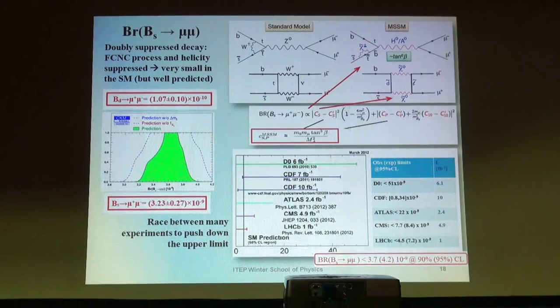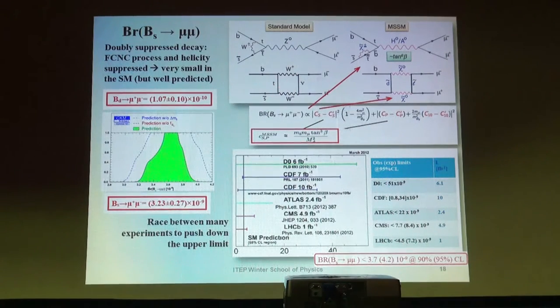Another very recent result is a measurement of B_s to μμ. I think this is the lowest branching ratio ever measured. And this is a prediction from the Standard Model because this is a rare decay mode. These are two diagrams that contribute to the decay of B_s in different models.